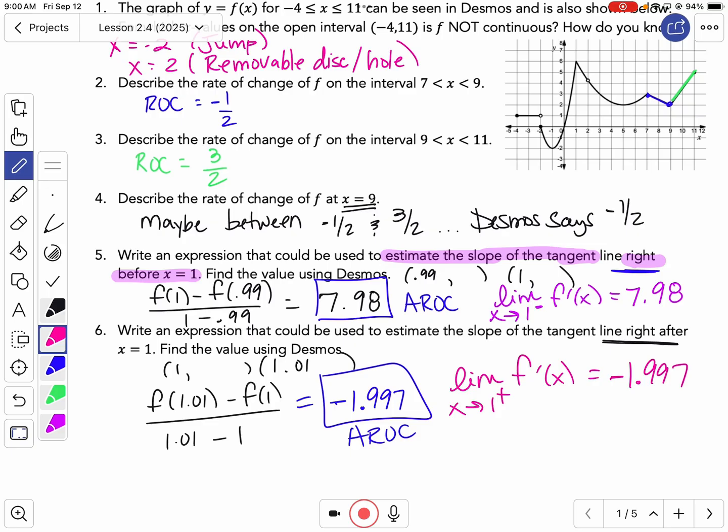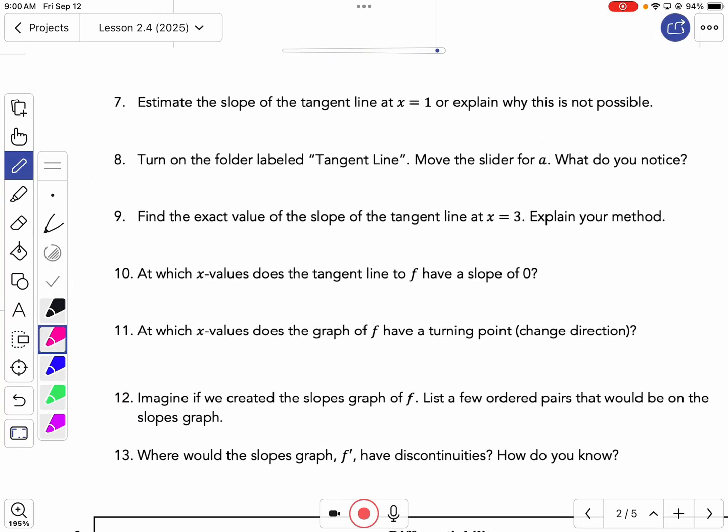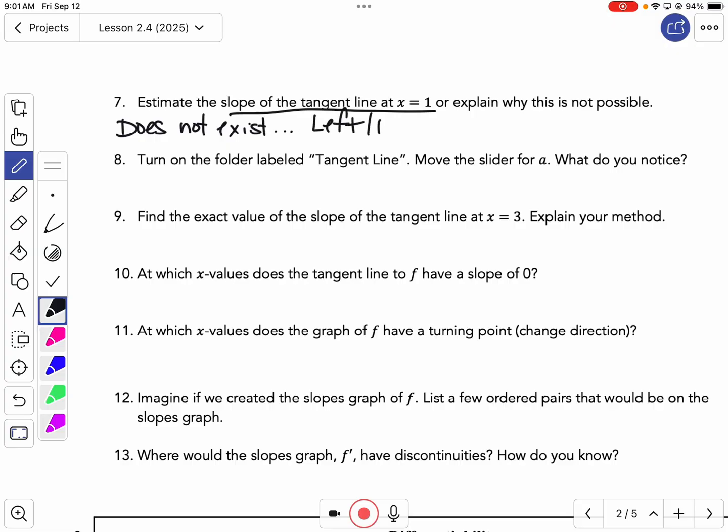All right, so the next question that it asks you on the next page is, what's the slope at exactly 1? Well, we're having to limit to get close to 1. Are my limits the same on each side? No, and what does that mean? It doesn't exist. This slope at x equals 1 does not exist, and the reason why is the left and right limits are not equal.